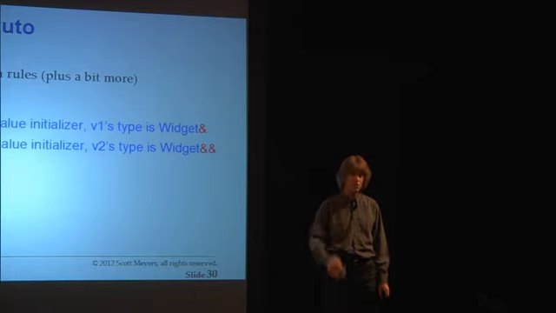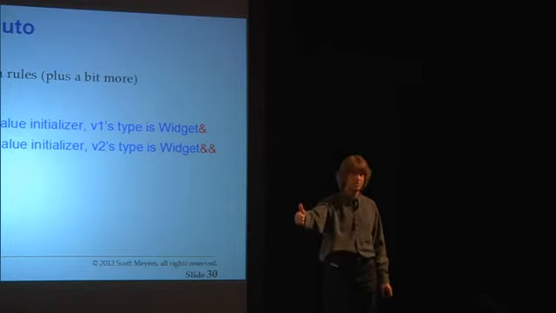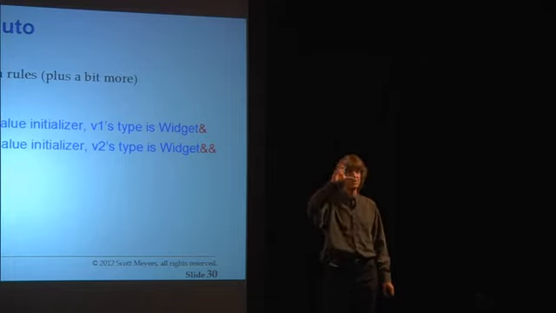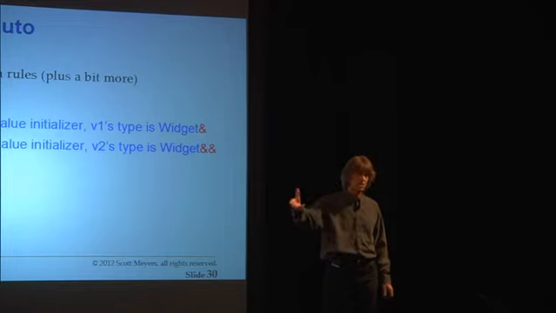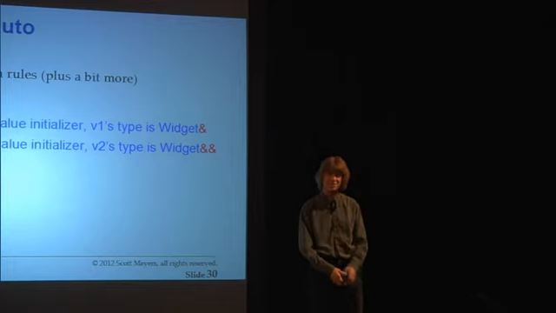The reference collapsing rules only occur in four possible situations: templates where you're doing type deduction, auto where you're doing type deduction, typedefs, which I'll show you in a moment, and decltype, which I'll show you in a moment. Those are the only four. So if you have something where you're not doing any kind of type deduction, it won't work for templates and it won't work for auto. And it has to be a deduced T. Just the T is not enough. It has to be deduced type.